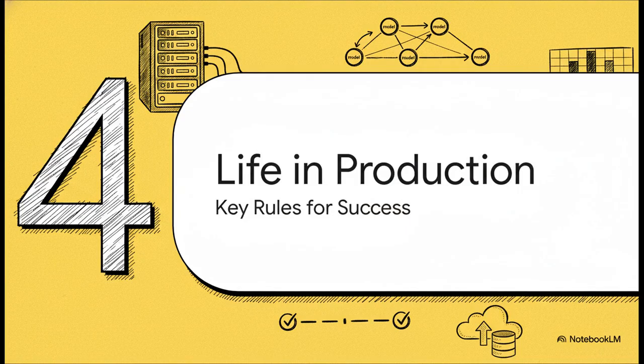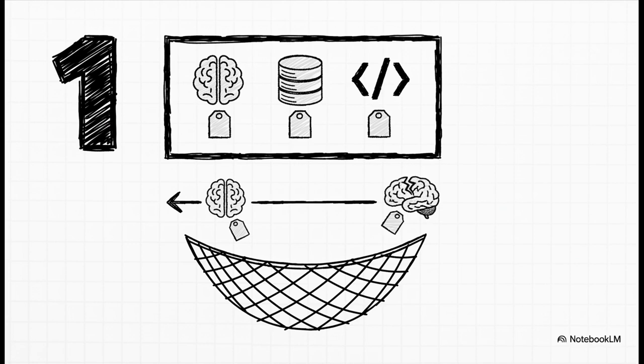Okay, so after this whole incredible journey, what does it actually take for a model to succeed out there in production? Well, it really boils down to a few key rules for success. Rule number 1, and this is a big one, version everything. I'm talking about the exact version of the model, the data it was trained on, and the code used to serve it. Think of this as your safety net, because if a new model fails, and it will happen, you absolutely need to be able to roll back to a previous, stable version in a snap.